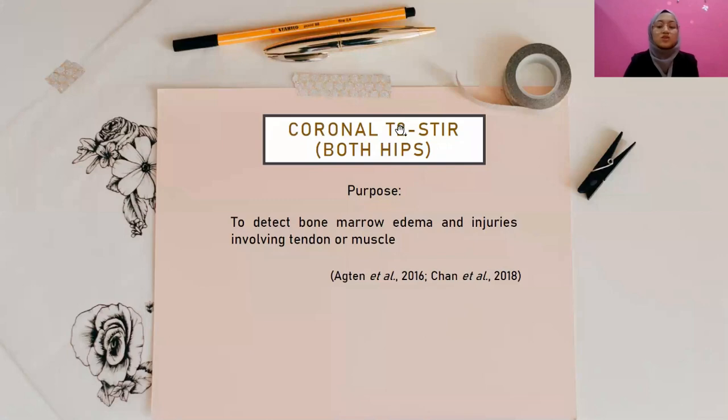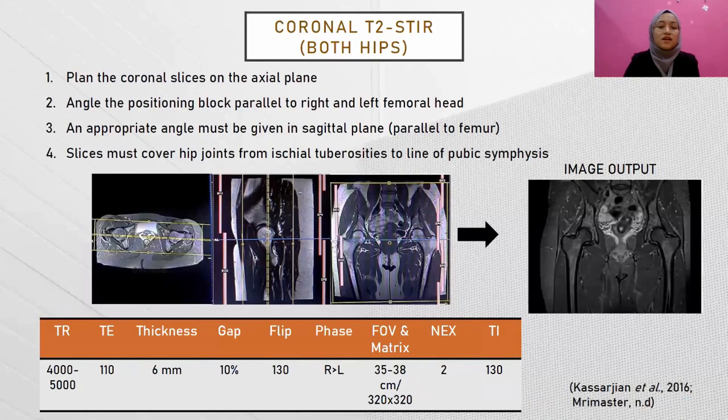Next is coronal T2 STIR, including both hips. It is to detect bone marrow edema and injuries involving tendon or muscle. The planning is similar to the coronal T1 TSE. The only difference is in the image appearance and the scanning parameters. As it is STIR, the structure that is filled with fat will appear hypointense, dark, because it suppresses all signal from fat to enhance the fluid detection. So that's why a structure that is filled with fluid will appear hyperintense, bright.